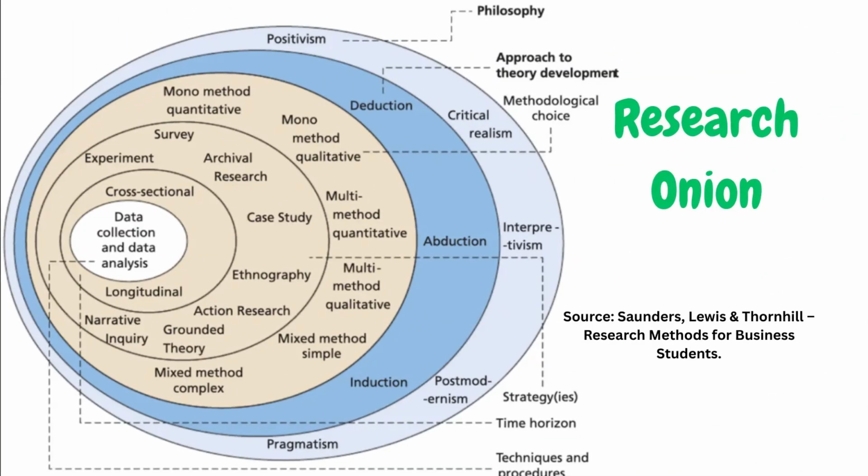The Research Onion, developed by Saunders and his colleagues, is a model that organizes research decisions into layers. Each layer represents an important methodological choice. Just like peeling an onion, you move from the outer layers to the inner layers. Each decision logically leads to the next one. The layers include research philosophy, research approach, research strategy, methodological choices, time horizon, and techniques and procedures. When you follow this structure, your research design becomes logical, coherent, and defensible.